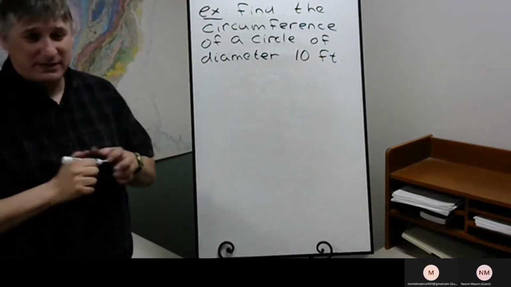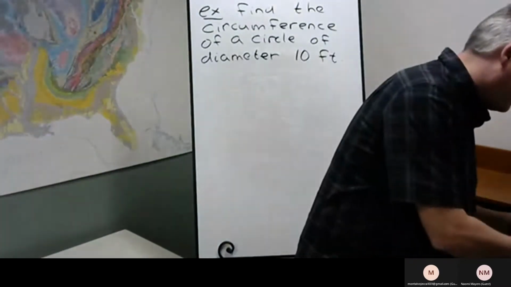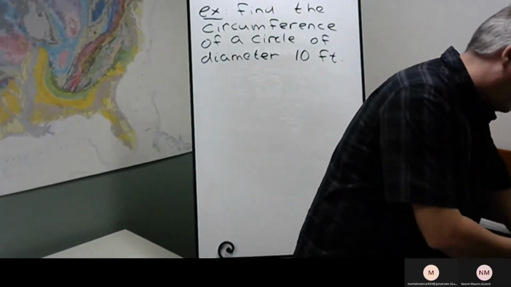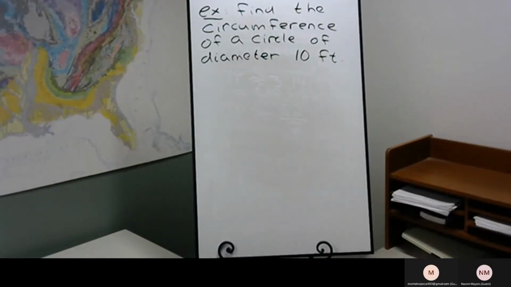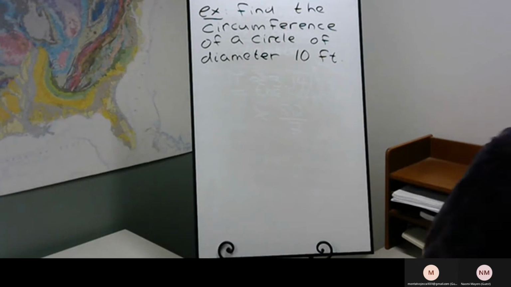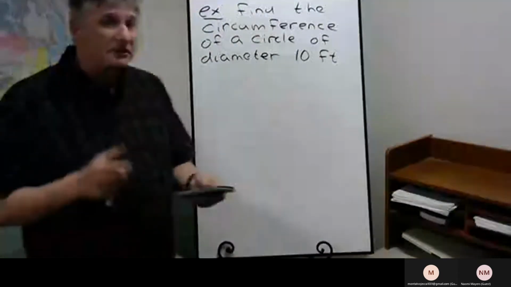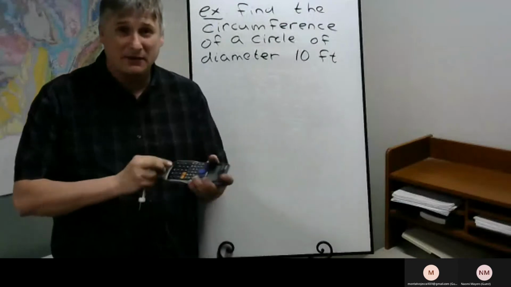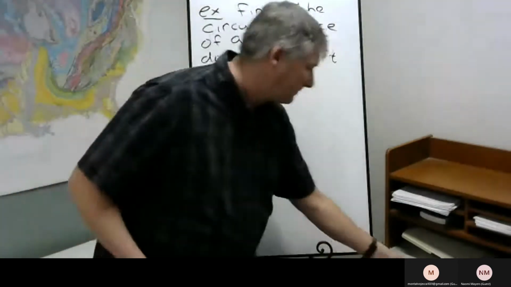So let's say I have a circle with a diameter of 10 feet. Now, pardon me, let me grab a calculator real quick here. Let's see, a scientific calculator. For these types of calculations, a scientific calculator can help. There is a pi button on there, usually. So let's take a look at this.